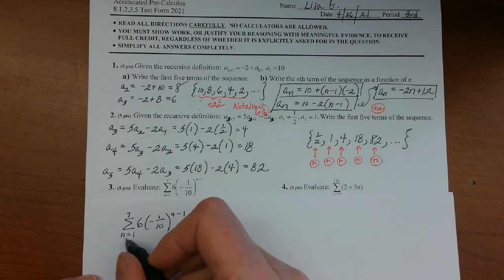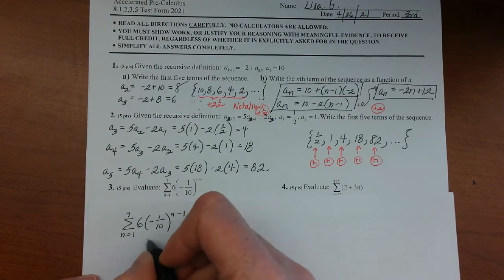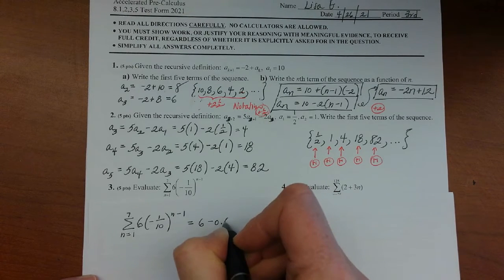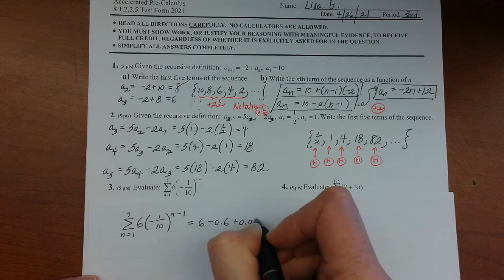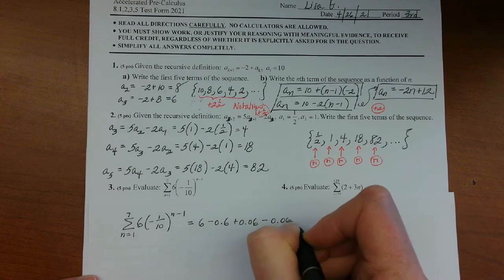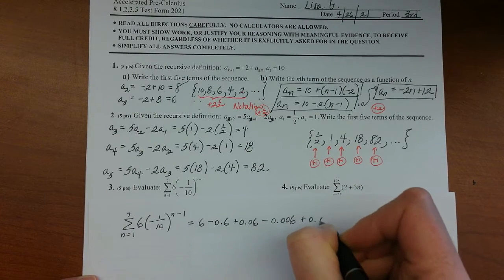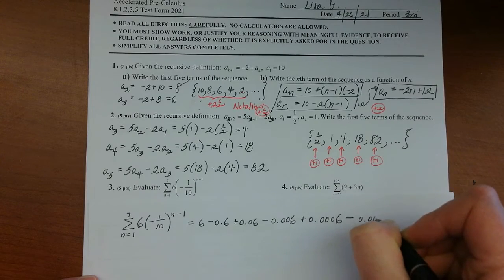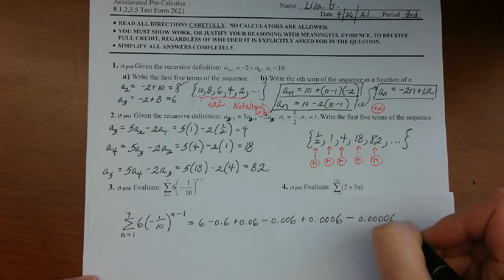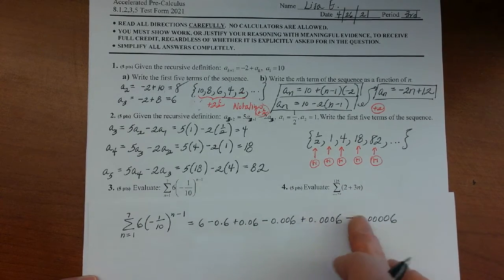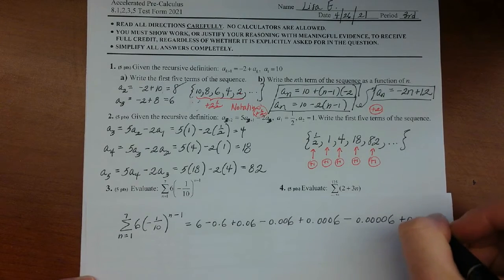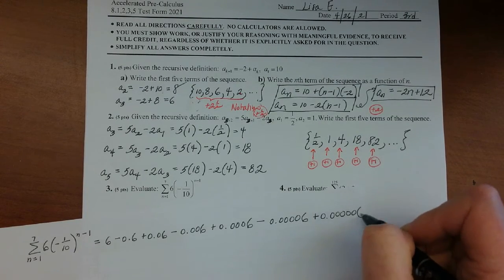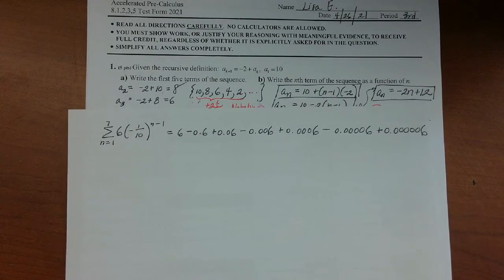So if we started expanding the terms, then the first term would have been 6. The second term would have been negative 0.6, and then we would have added 0.06, subtracted 0.006, added 0.0006, and so on. Okay, so these would be the terms.